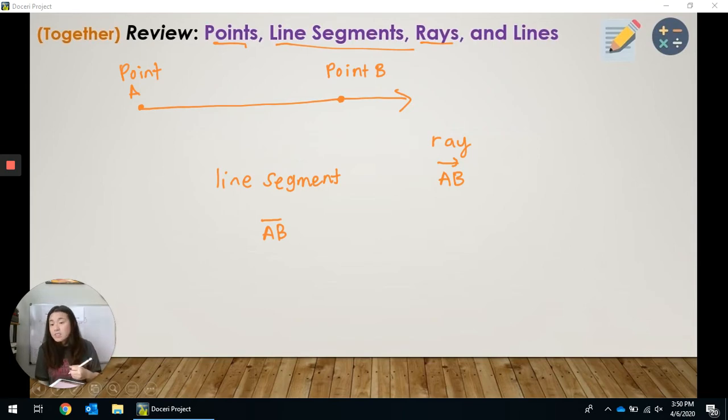Okay? And then the last thing we learned was a line. And a line doesn't just go on one side, it goes on forever on both sides. It's like that. So line, we draw it by writing A, B, and then the line, and then we want to draw 2 arrows, just like the way it looks. Okay? So line segment, 2 points, ray, 1 point and 1 arrow that goes on forever. And then a line has 2 arrows that go on forever on both sides. So points, line segments, rays, and lines. Are you ready to practice?